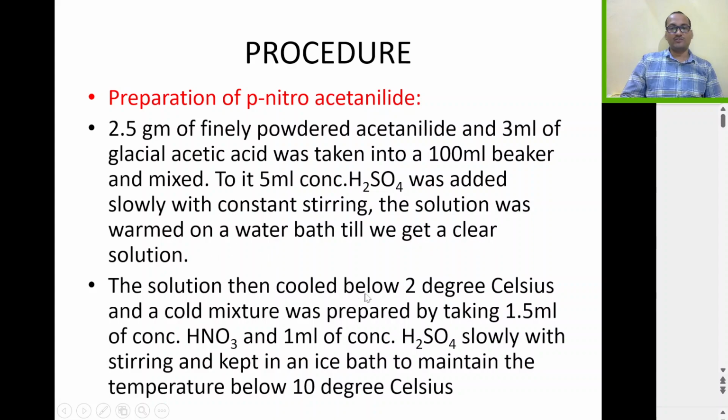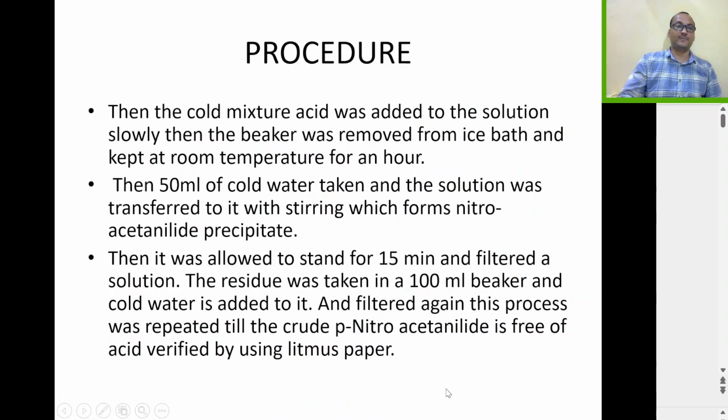Then the solution was cooled to below 2 degrees Celsius and a cold mixture was prepared by taking 1.5 ml of concentrated nitric acid and 1 ml of concentrated sulfuric acid slowly with stirring and kept in an ice bath to maintain the temperature below 10 degrees Celsius. Then the cold acid mixture was added to the solution slowly. Then the beaker was removed from the ice bath and kept at room temperature for an hour.